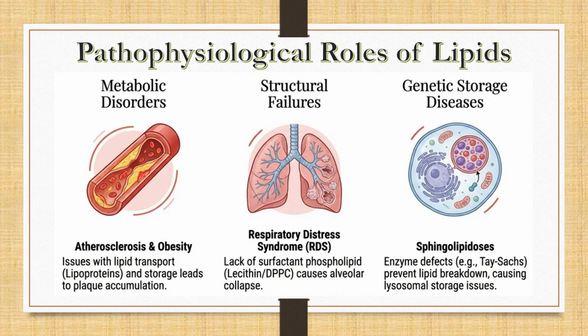Lipids are directly involved in respiratory distress syndrome. Pulmonary surfactant is rich in glycerophospholipids, particularly dipalmitoyl phosphatidylcholine. In premature infants, inadequate surfactant production leads to increased alveolar surface tension, alveolar collapse, impaired gas exchange, and respiratory failure. This highlights the vital role of lipids in lung function and survival at birth.